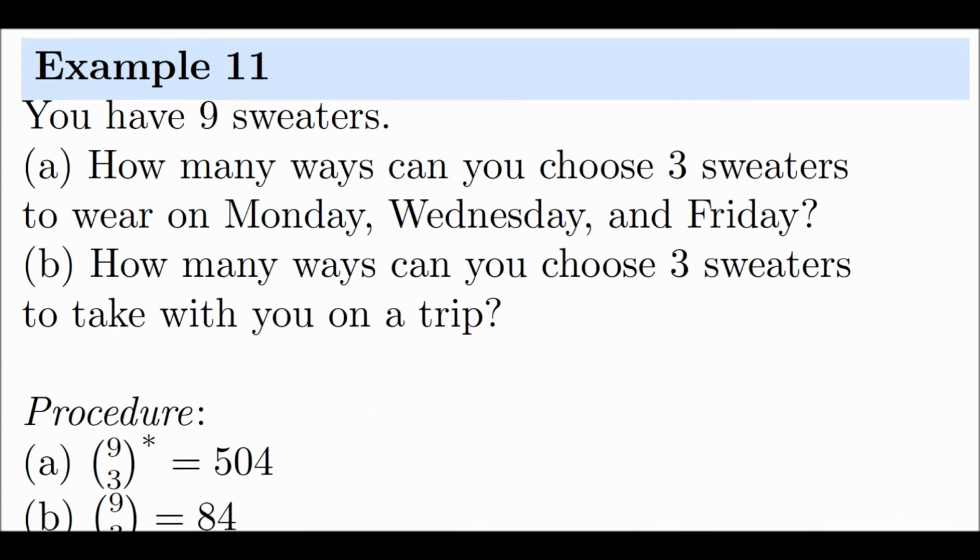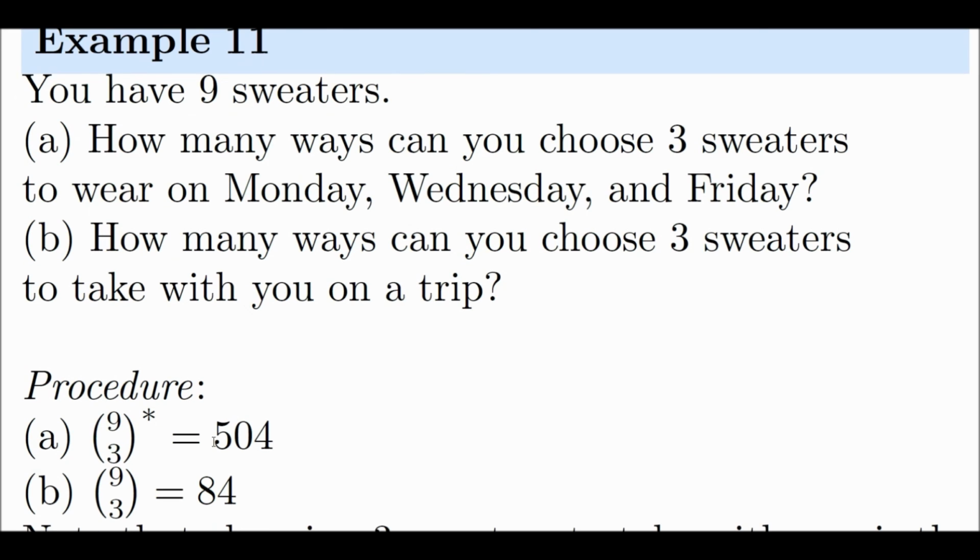Here's an example that shows the difference between combinations and partmutations. Let's say you have 9 sweaters. I want to know how many ways you could choose 3 sweaters to wear on Monday, Wednesday, and Friday. And then I want to know how many ways you could choose 3 sweaters to take with you on a trip. So in part A, the order will matter. So it depends which sweater I wear Monday, Wednesday, Friday. If I change the order of the sweaters, you could think of that as a different outcome. So here the order of the sweaters matters. So we're going to use partmutations. So that'd be 9P3. That's actually 504.